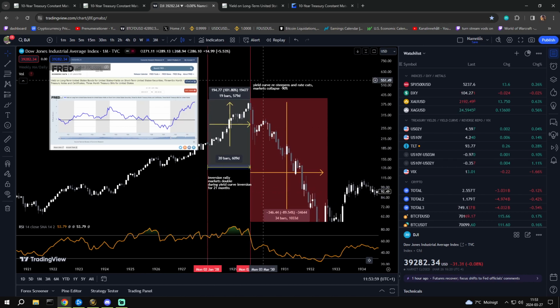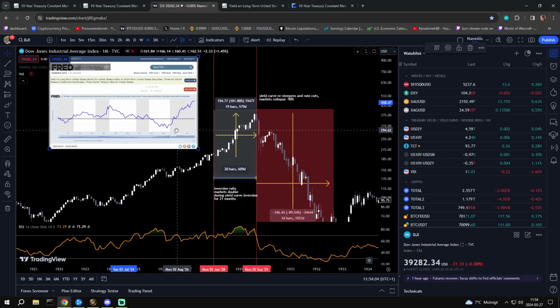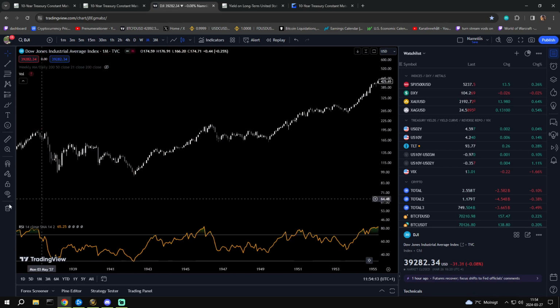Okay. Then the yield curve re-steepens and the rate cuts begin and the markets collapse minus 90%. So markets went up during the inversion when there was rate hikes and or a pause, and then when rate cuts began, the market collapsed minus 90%.